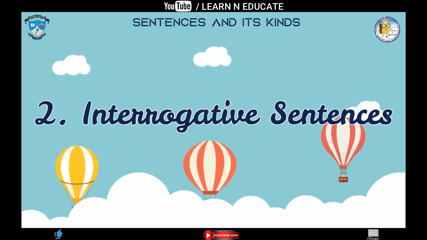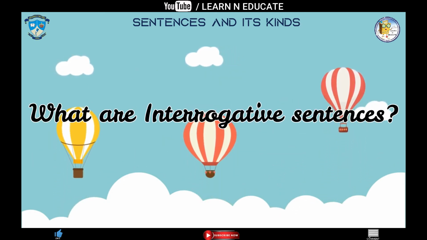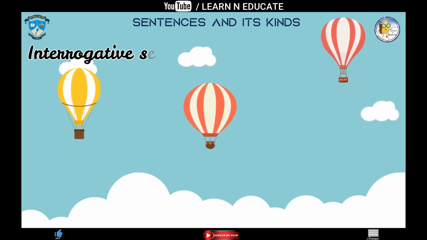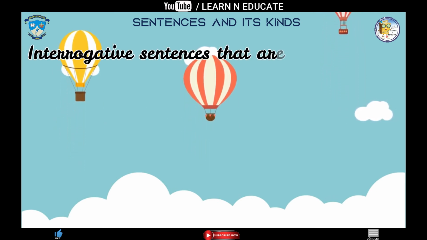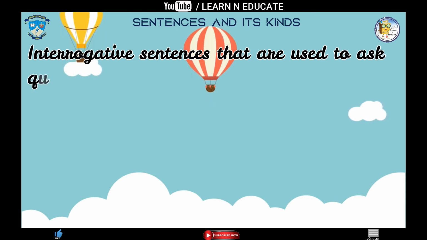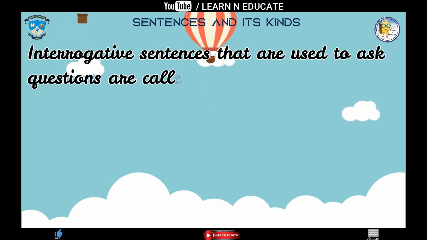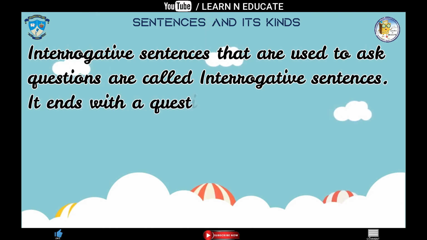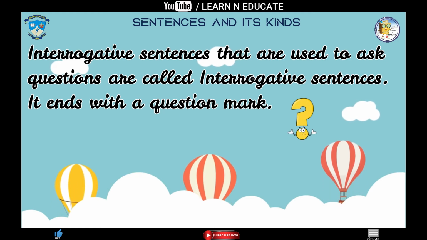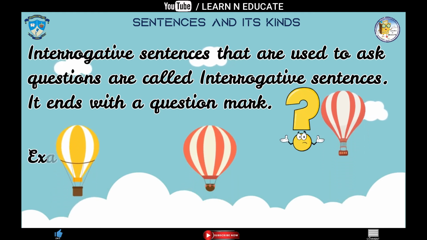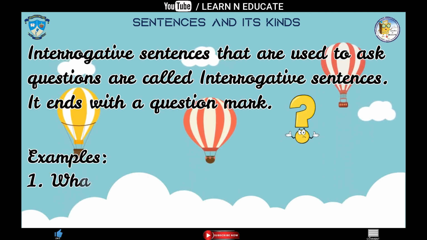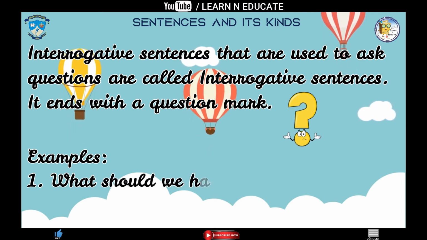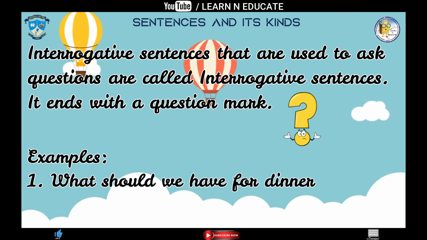Now let's see what are interrogative sentences. Interrogative means to ask questions. So, sentences that are used to ask questions are called interrogative sentences. An interrogative sentence ends with a question mark. Let's see a few examples. What should we have for dinner? It's a question and it will have an answer too.